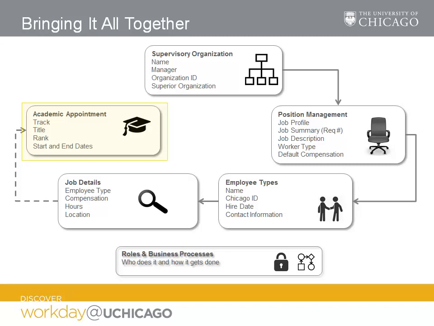Finally, we have roles and business processes. Security roles determine what you can see and what you can do in all of Workday. And business processes are the workflows that determine what steps need to happen in order to complete a transaction in Workday, like creating a position, hiring a new employee, changing compensation, etc.